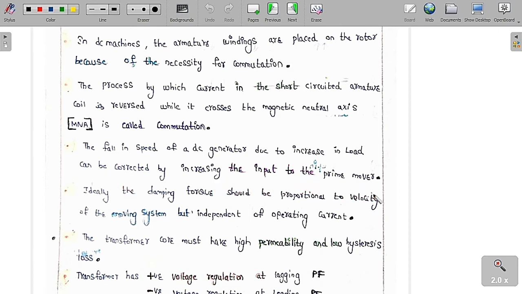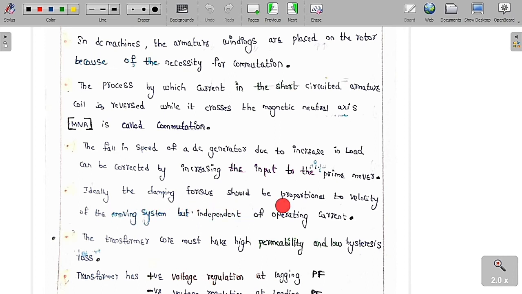Simply, whenever the electrical load increases, the current Ia increases. As the current Ia increases, the electrical torque increases. Electrical torque and mechanical torque are opposite to each other, so the speed will decrease. So you have to increase the speed by giving more steam, that is, increase the input to the steam. This is a very important point. Therefore, the speed can be increased again.